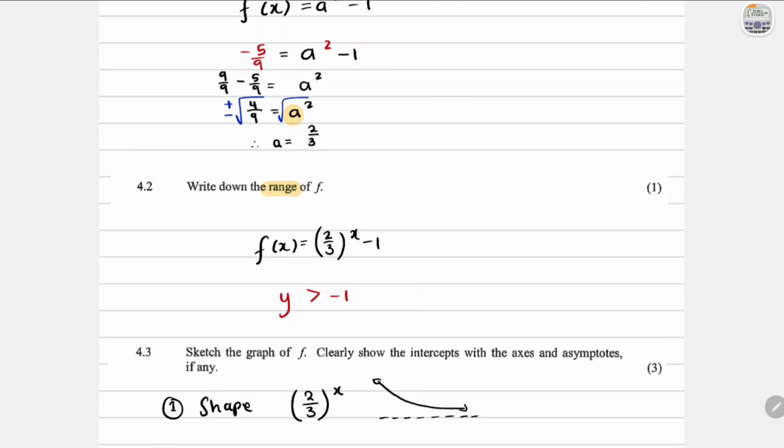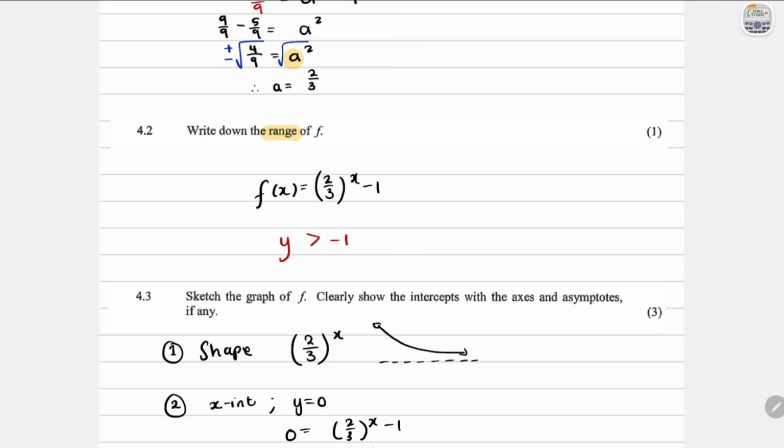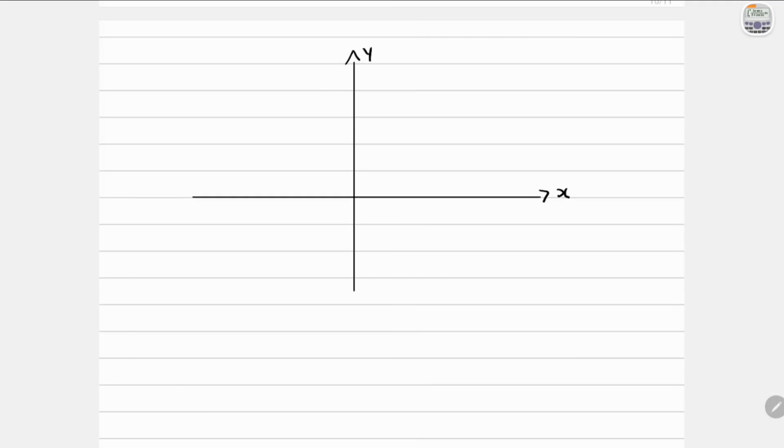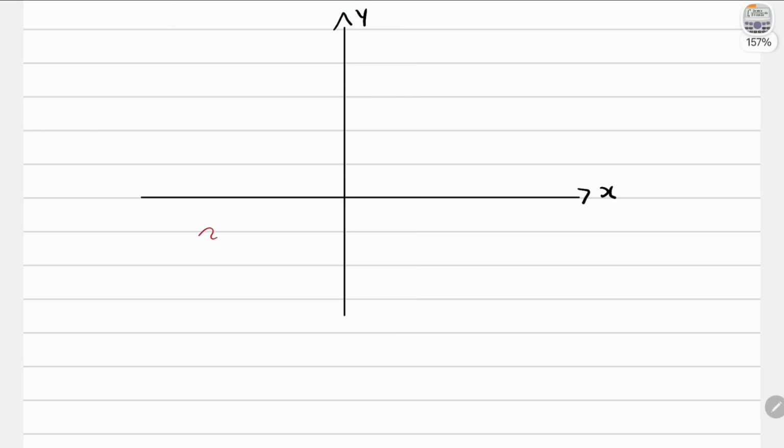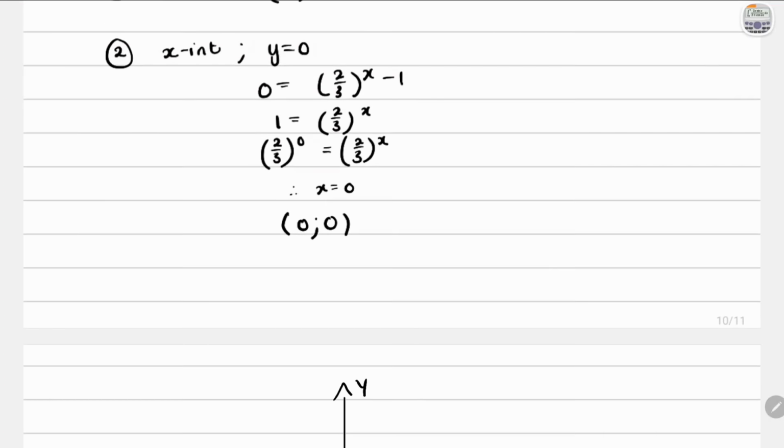So your asymptote is -1, right? That's your horizontal asymptote. So we're going to put that down here. So let's just say it's here. And then it's of course going to be a dotted line. So that is y is equal to -1. So we have that down.